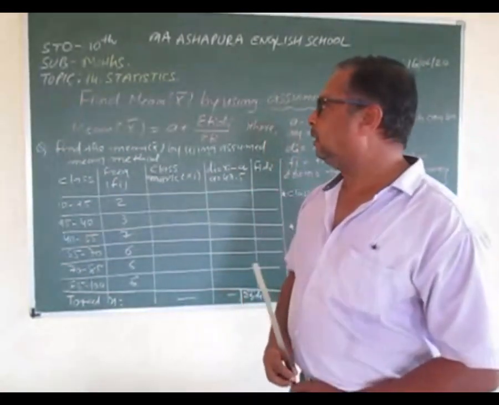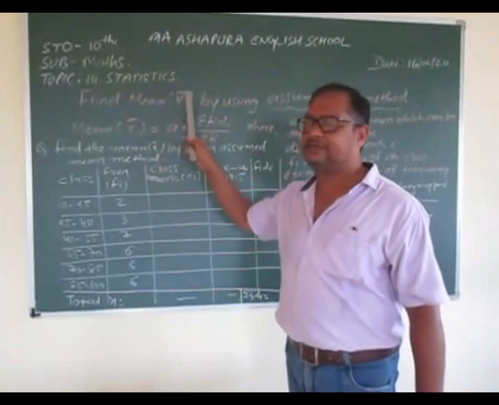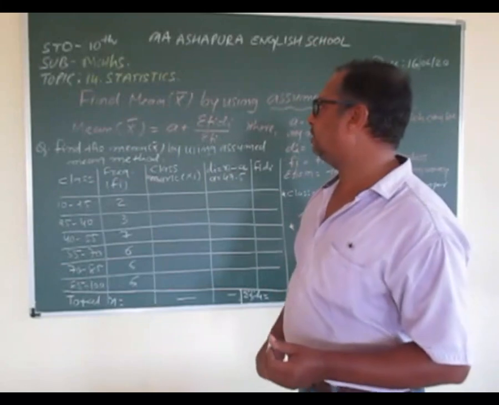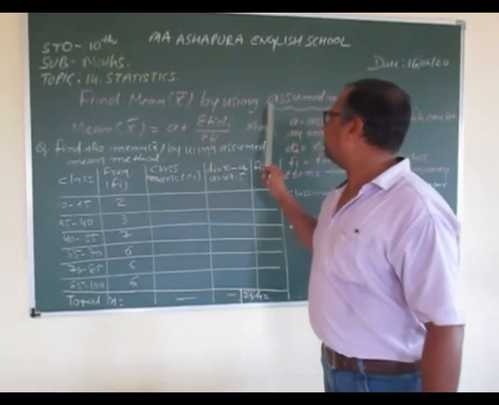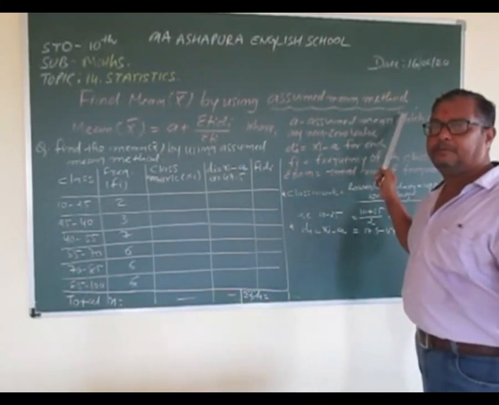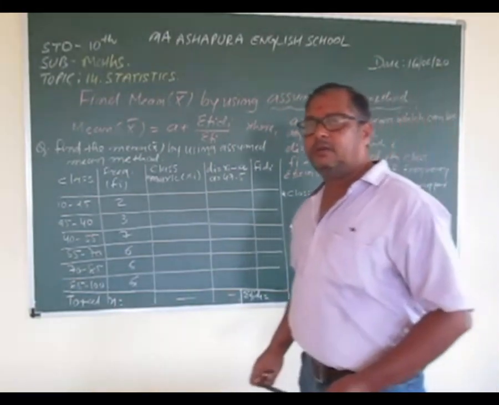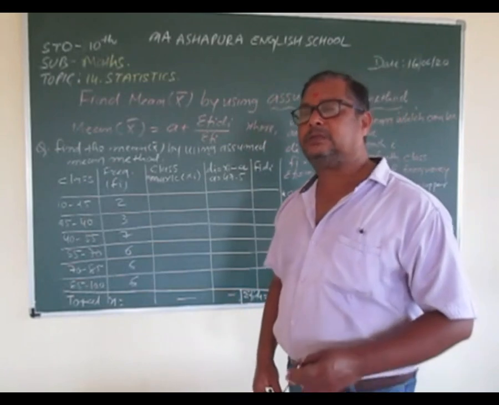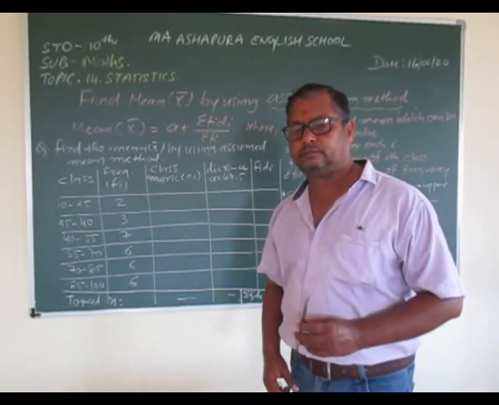Today we are learning lesson number 14, statistics. Today's main discussion point is to find the mean x bar by using the assumed mean method. Yesterday we learned the first method to find the mean x bar, the direct method.